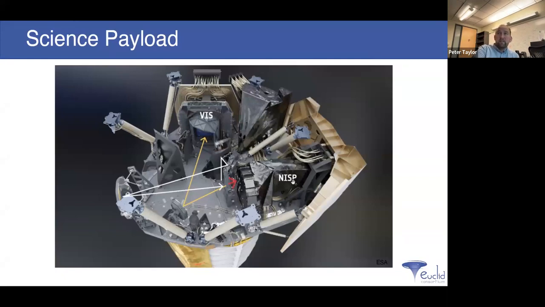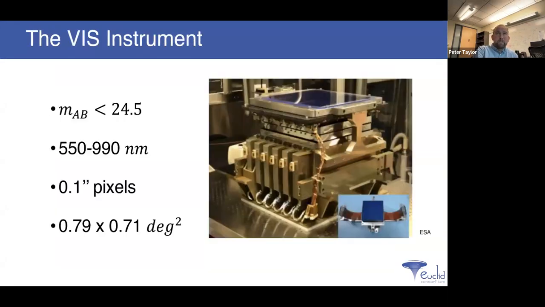So meanwhile, NISP is our near-infrared instrument, which comes with both photometric and spectroscopic capabilities. So we have 3 photometric bands in the near-infrared and grisms to do spectroscopy as well, to build up our spectroscopic clustering sample. Okay, what about the capabilities of these instruments?